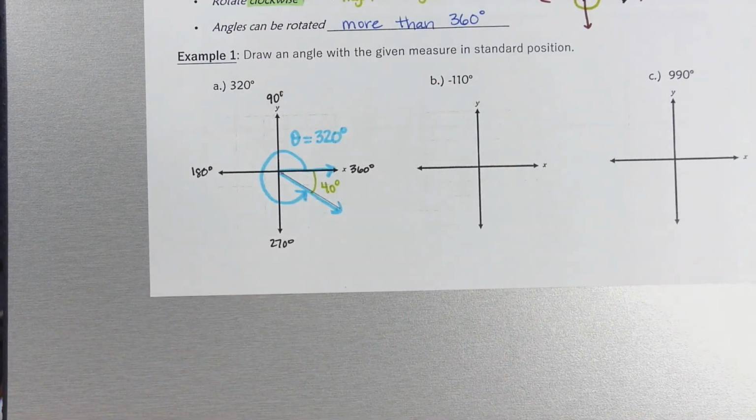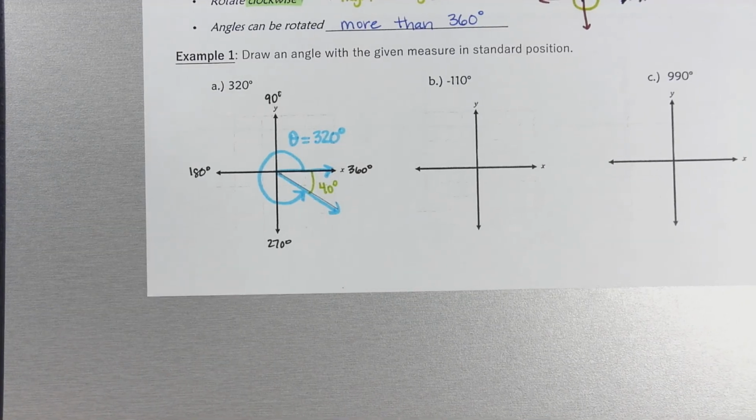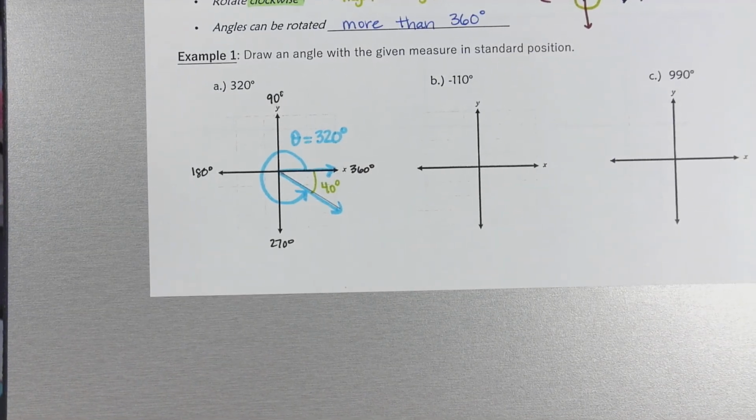Alright, so I want you to go ahead and I want you to graph in negative 110. So negative, you have to go clockwise. So start thinking about that.